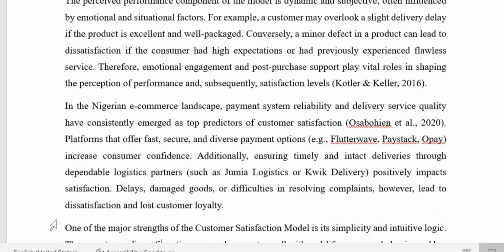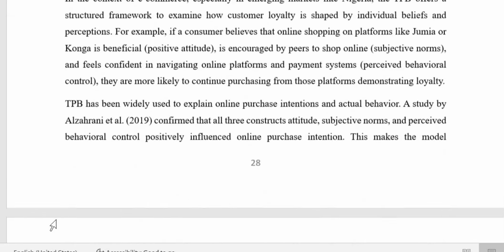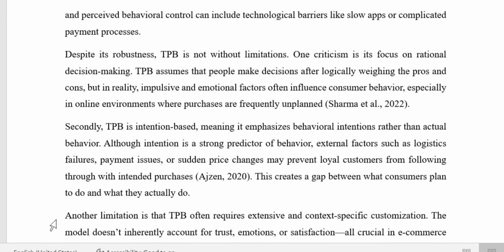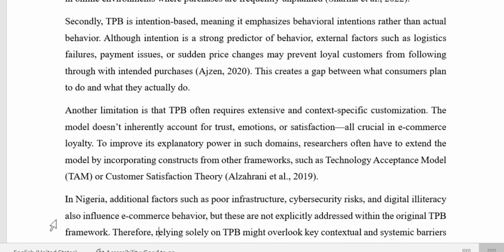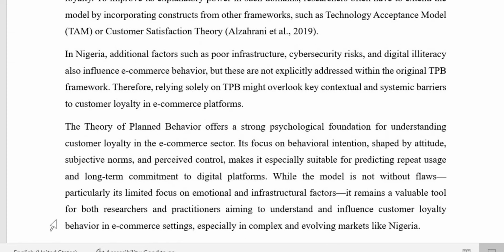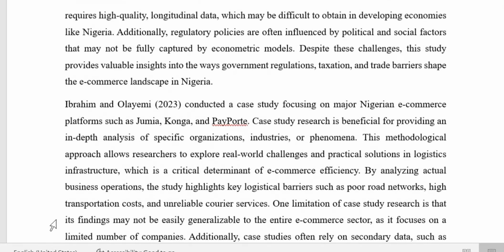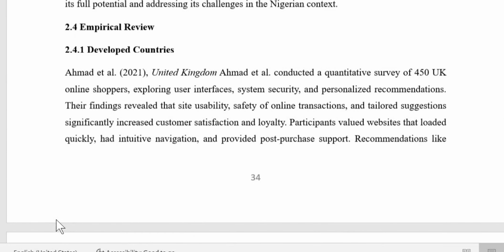So let's move on to what we call the empirical review. The empirical review is usually 2.3. Your conceptual review is usually 2.1, your theoretical review is usually 2.2, and your empirical review is usually 2.3. It now depends on your department or your school or whatever the guideline says. Some guidelines might tell you to add a summary of the literature to it, but the main components that you need in your literature review are your empirical, your conceptual, and your theoretical. And as I always say, always request for the guideline or the outline.